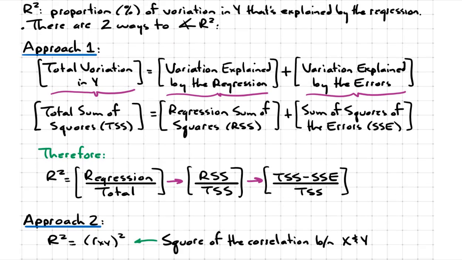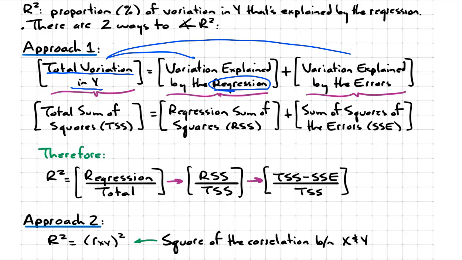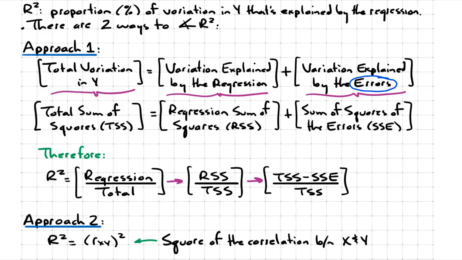In the first approach, what we do is we take the total variation in y, which is the dependent variable, and then we break it down into the component of that total variation that's explained by the regression, and whatever's not explained by the regression will be explained by the errors. So you only have two buckets to explain what's happening to the dependent variable, the regression and the error. Now the question is, how do we quantify the variation that's captured by the regression and the error?